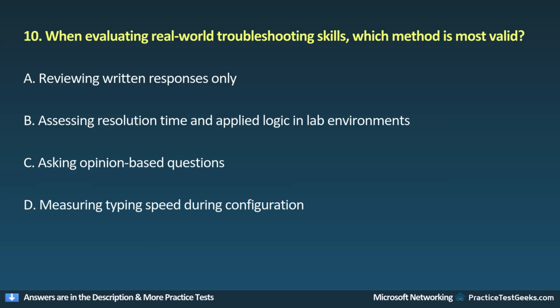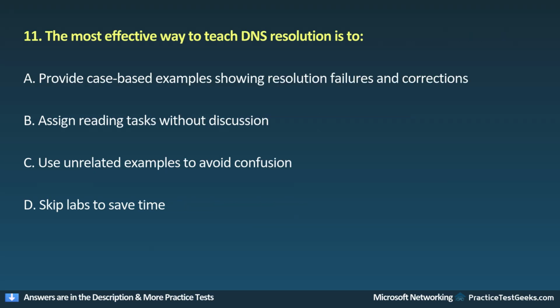10. When evaluating real-world troubleshooting skills, which method is most valid? A. Reviewing written responses only. B. Assessing resolution time and applied logic in lab environments. C. Asking opinion-based questions. D. Measuring typing speed during configuration.